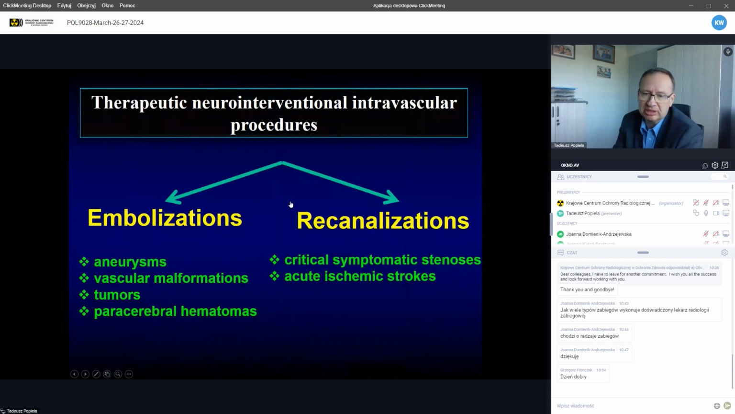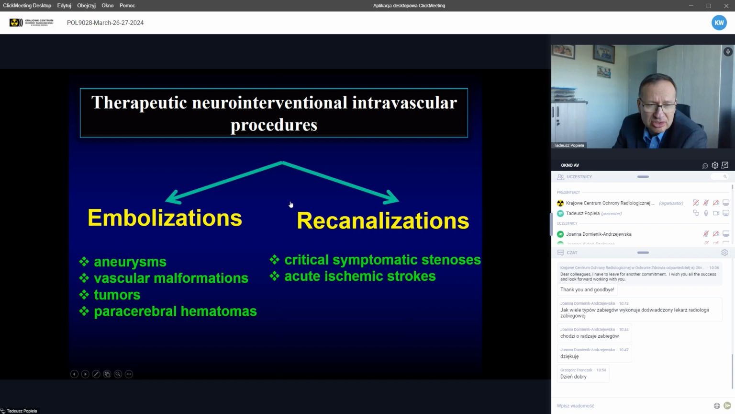So after we perform the DSA, there is time for the qualification for therapeutic procedures. If we think about what we can do in terms of therapeutic procedures, intravascularly we have two kinds of procedures. First of all, we can close the vessels. If there is a pathology, we are talking about embolization. If an artery or vein is closed, we can try to open it, and we are talking about recanalization.